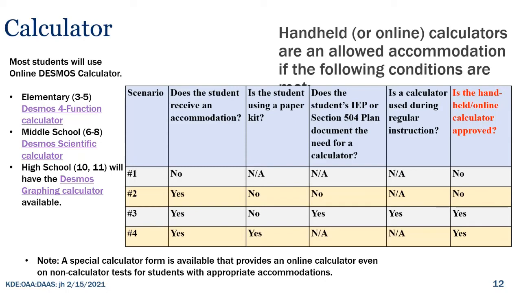Now, this year we do have online calculators available for students with accommodations, and those can be set up in Pearson Access Next on a per student basis and can even be provided on non-calculator forms, which means if a test says there's no calculator available and the student has a calculator accommodation, they can use an online calculator form. We do have an override for that. Now, this does not mean that handheld calculators are no longer permitted. It just means there are circumstances that must be met before the handheld calculator or online calculator would be allowed on a non-calculator test.